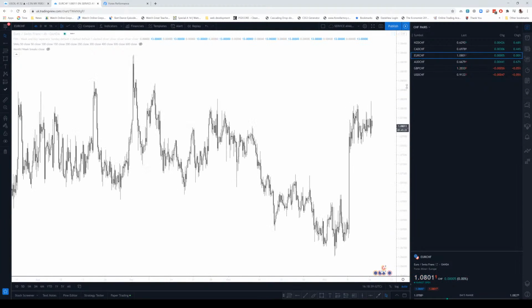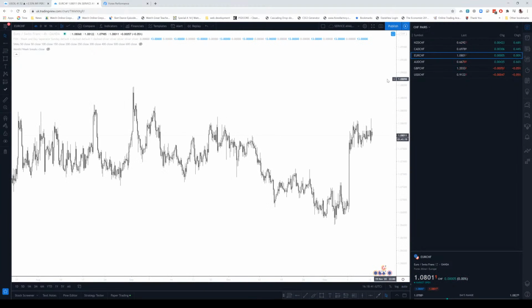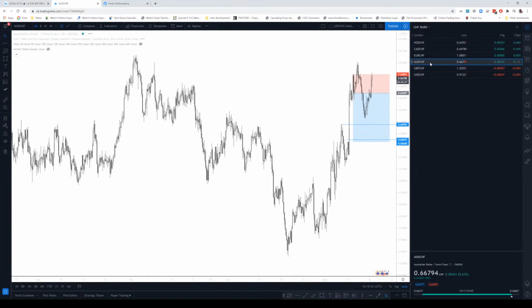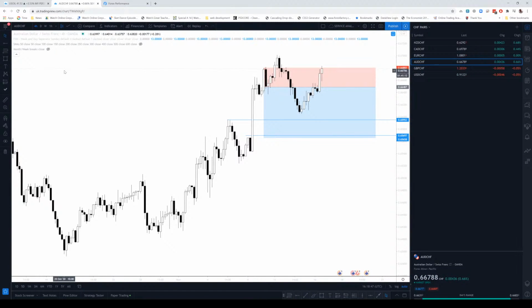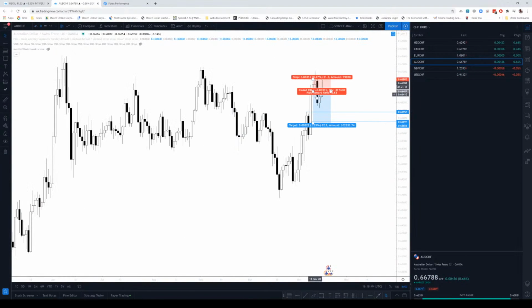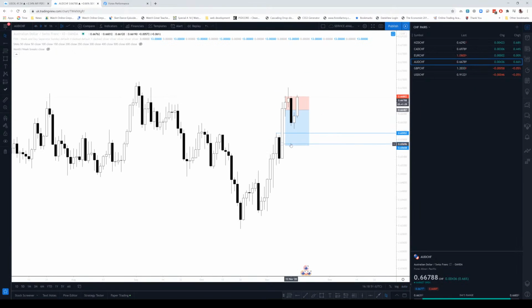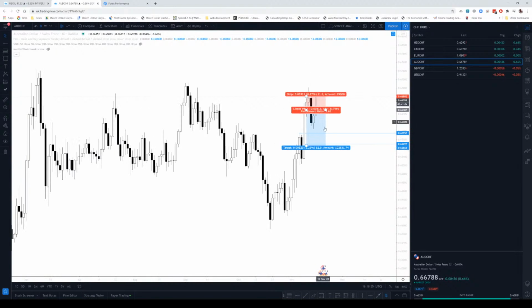Euro Swiss, absolutely. I'll probably take away this thing. It's just dead. Aussie Swiss, I was looking for price to come down here before continuing higher, because the daily is still bullish. So I wanted to see price retrace to the bullish order block and then continue going higher. It didn't do that.